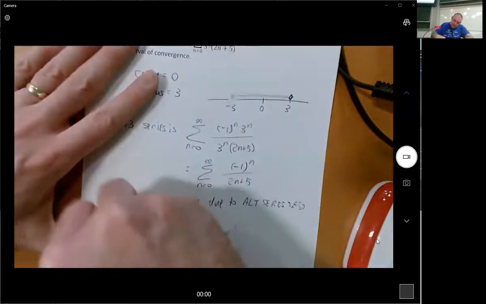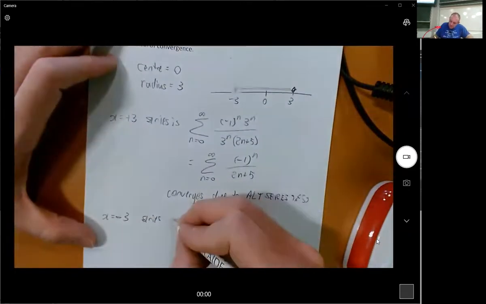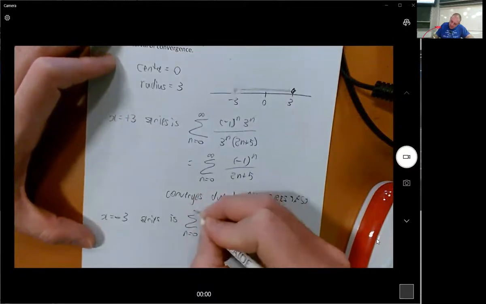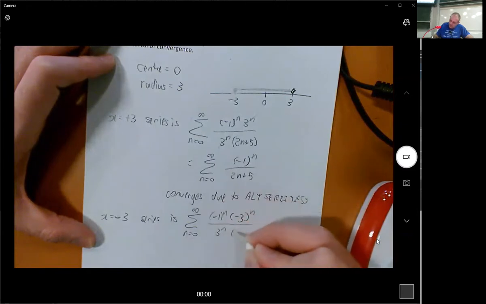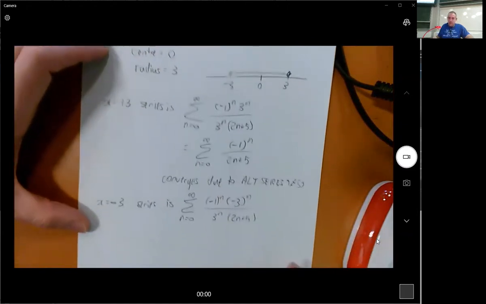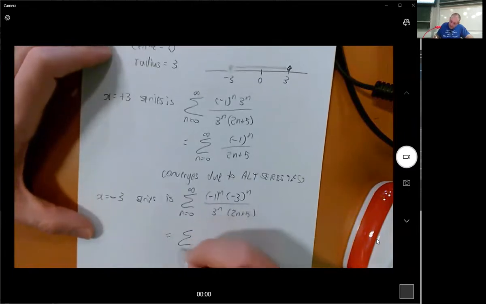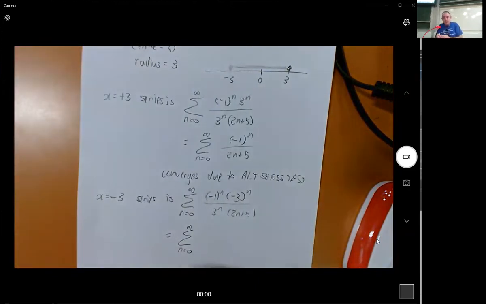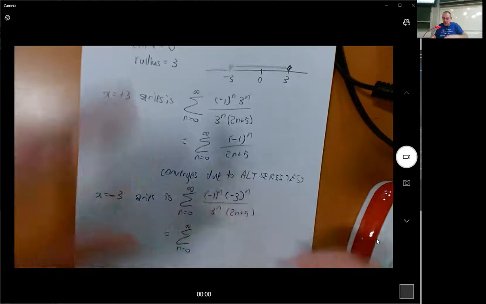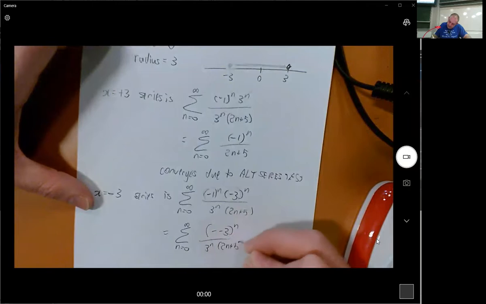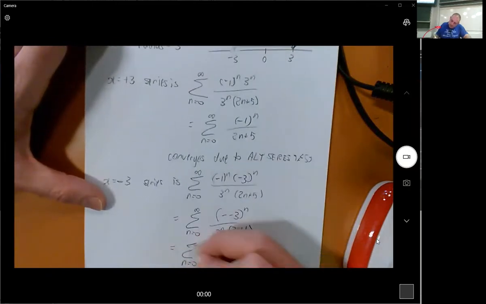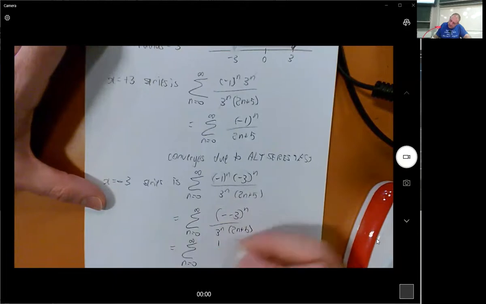So now let's actually do what happens at minus 3. At minus 3, the series is the sum from n equals 0 to infinity of minus 1 to the n times minus 3 to the n over 3 to the n. Okay, but minus 1 to the n, minus 3 to the n, the way that powers interact with multiplication is that I can bring the exponent out. So that's minus 3 to the n. Okay, so that's the sum from n equals 0 to infinity of 1 to the n, of 3 to the n divided by 3 to the n, and that is 1.